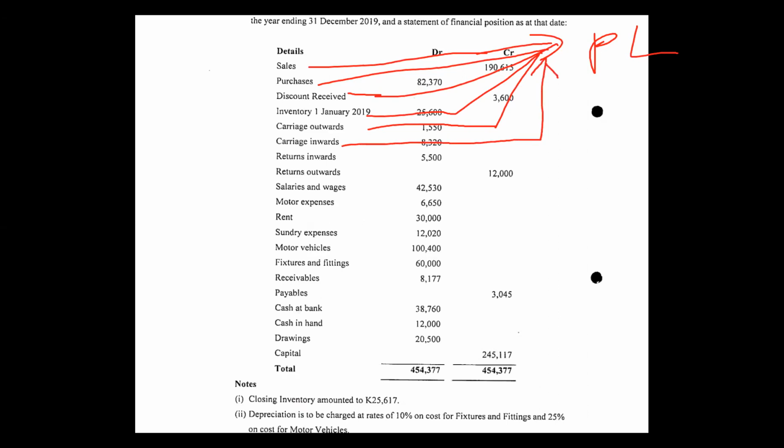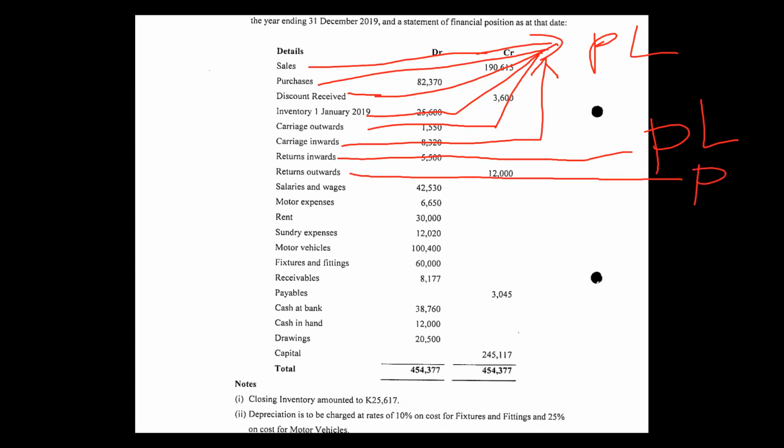And returns inward, this one is good. It's still profit and loss, right? Yes. That's the one that you subtract from the sales. Then returns outward, it's an expense, this one. It goes in the profit and loss account, right? Wages and salaries go under profit and loss account. Motor expenses, rent, sundry expenses.